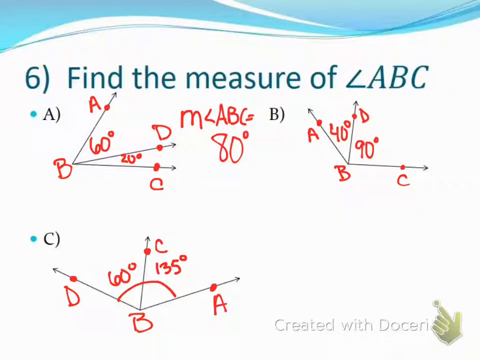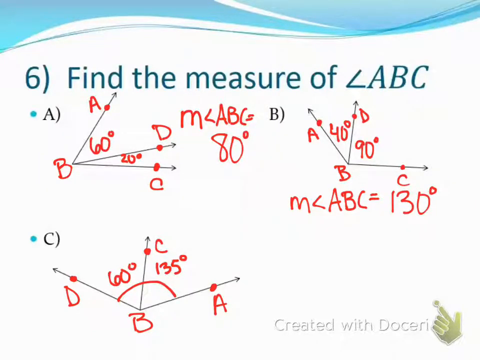On part B, what do we get? Very good. It's very similar to the first one. We add them together. So the measure of angle ABC equals 130 degrees.